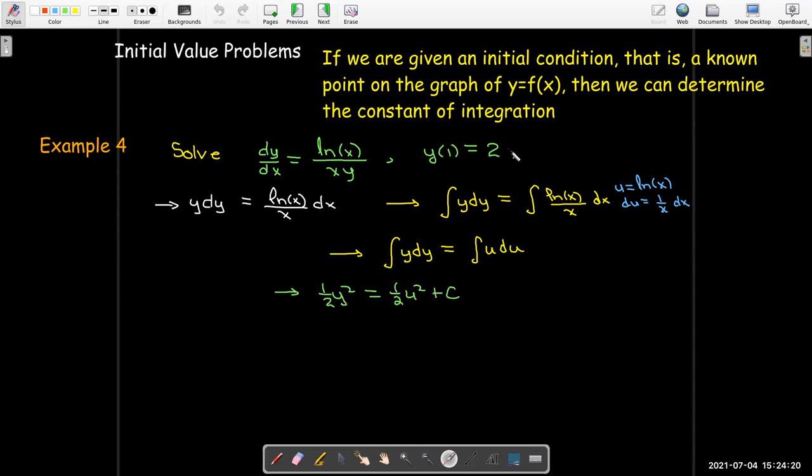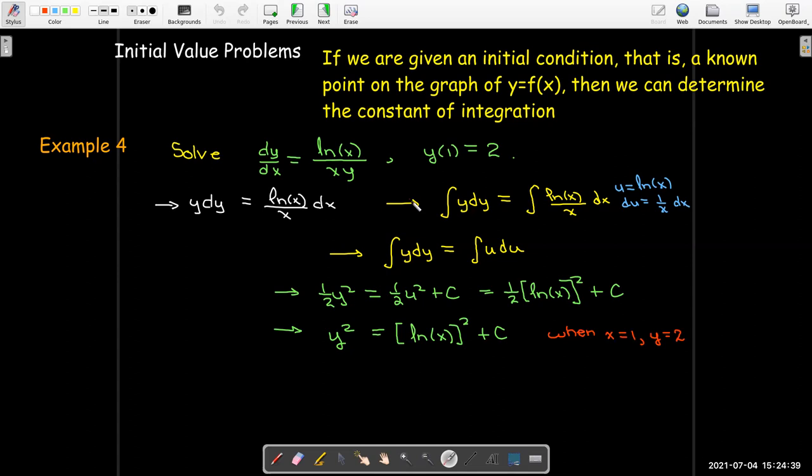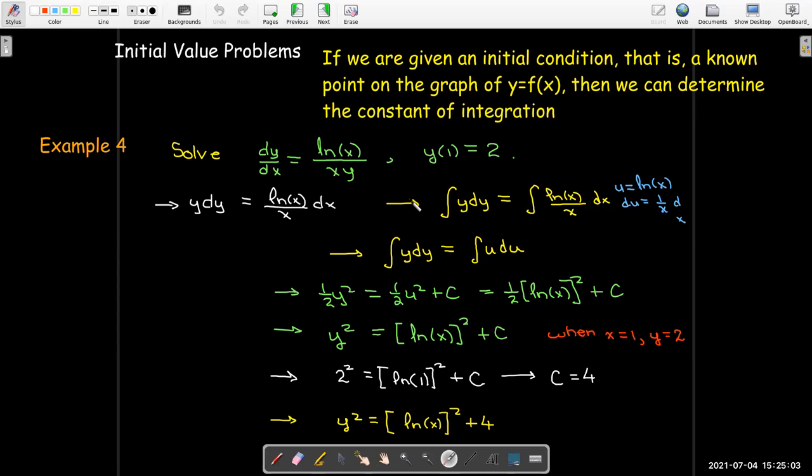Now find the antiderivatives and change everything on the u side back in terms of x. So I'm going to have 1 half y squared equals 1 half quantity natural log of x squared plus c. So now let's go ahead and use our known point that when x equals 1, y equals 2. The natural log of 1 is 0. And so that will tell me that c has to equal 4. So my solution, and I have to keep this in terms of y squared because I don't have any information if I should be looking at a specific positive branch or negative branch of y. So we have an implicit representation of the solution as y squared equals natural log of x quantity squared plus 4.